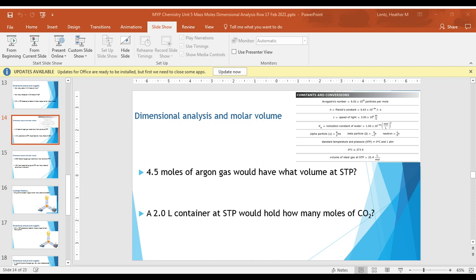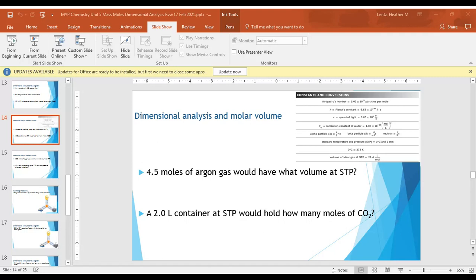And here is our review video on converting between moles and volume. So we have our volume in liters most of the time. We have another constant, so kind of like we had Avogadro's number, 6.02 times 10 to the 23rd. We have another constant in this same list.